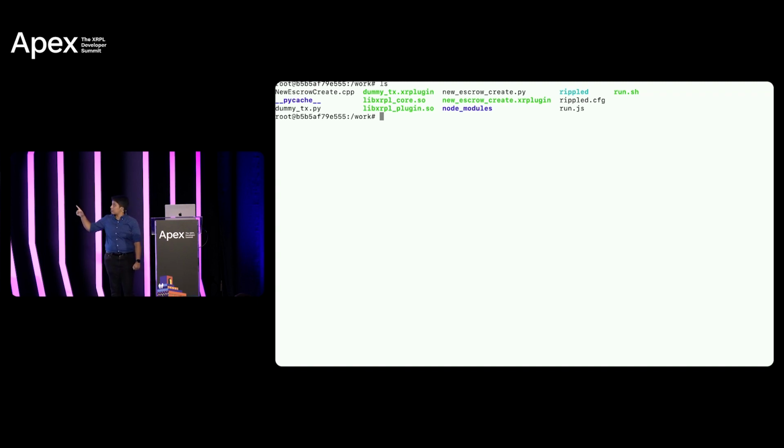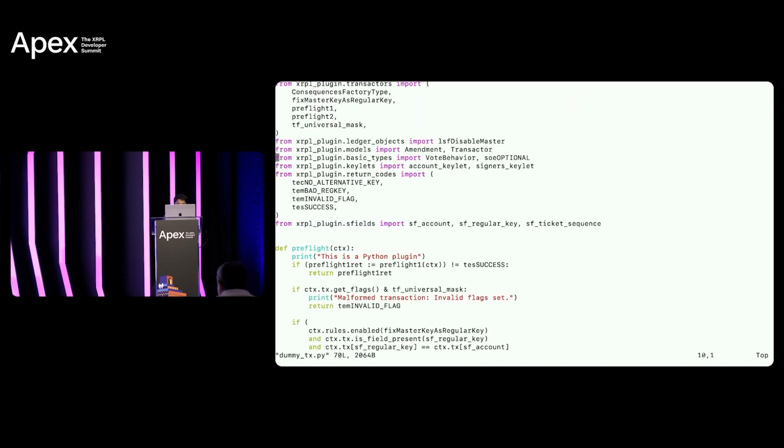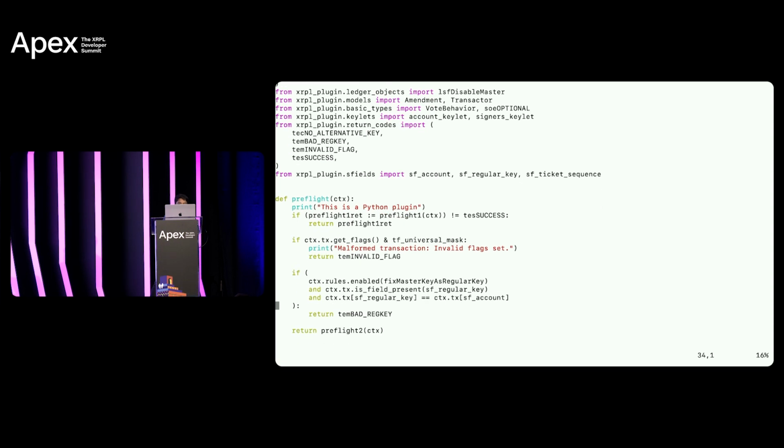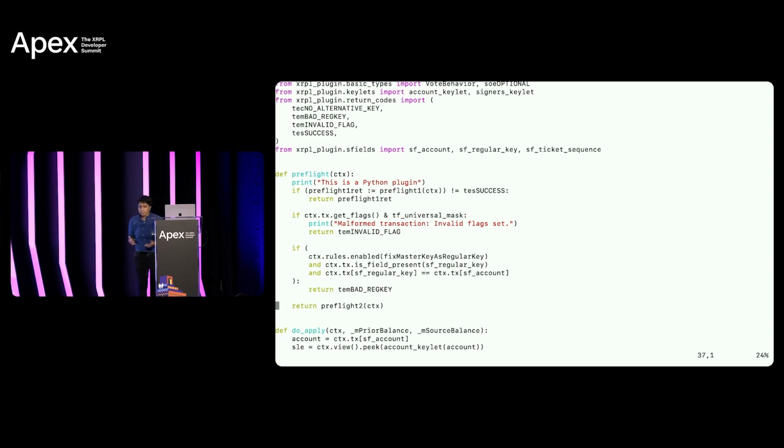So the example we'll be first looking at is dummy.tx. I am very creative with names. So we've got some imports here. And this is my preflight. Basically, what dummy.tx is doing is it's just a copy of SetRegularKey, which allows you to set an alternate key pair for your account. This is pretty bare bones. All preflight1 does is check some basic stuff, like I think if you have a sequence and that sort of thing, and it makes sure that that's valid.